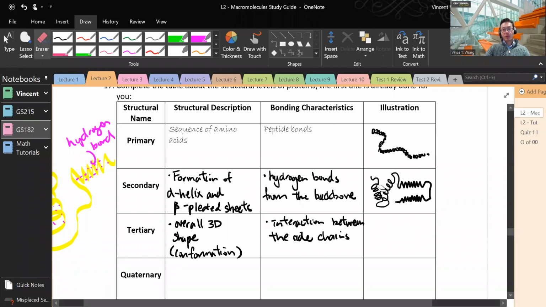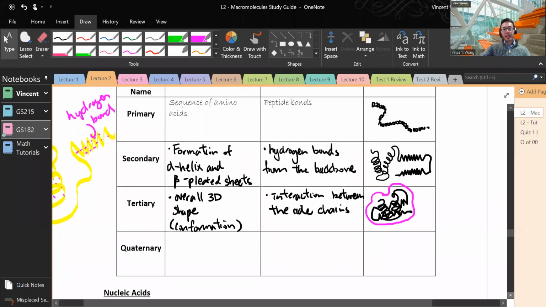And in terms of an illustration, what happens is these things will fold up together, right? It's a really messy drawing, but the point is they will fold up into some kind of 3D shape. And the kind of 3D shape that you get, that's what we call the tertiary structure. Now many proteins will stop at this level, but some of them will go on and form a quaternary structure. And that happens when two or more polypeptides come together.